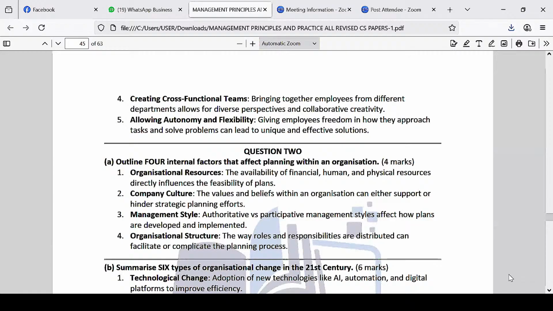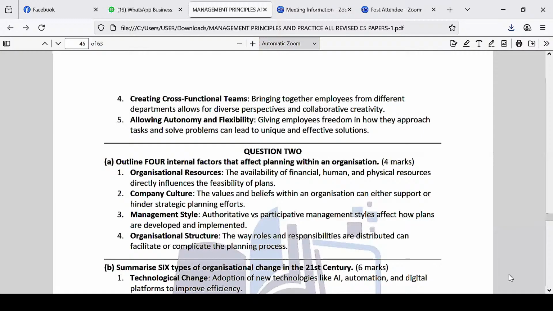Now, question 2A asks: outline 4 internal factors that affect planning within a company. So which are some of the factors that affect planning? This question is very specific. These factors must be internal factors, which means they are factors within the organization. So which factors within the organization can affect planning as a function of management?